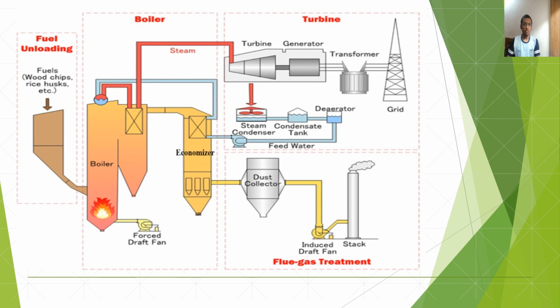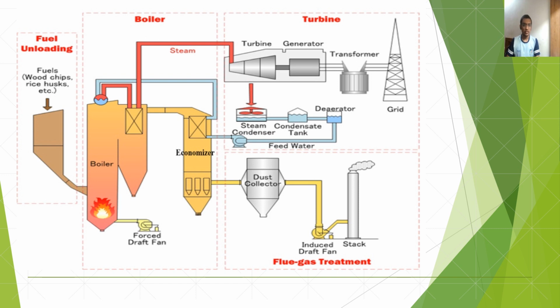This is the working layout of a biomass power plant. First step for generating electricity through a direct fired biomass power plant is the fuel preparation. Biomass fuel is processed to remove impurities and ensure uniform size, optimizing combustion efficiency.